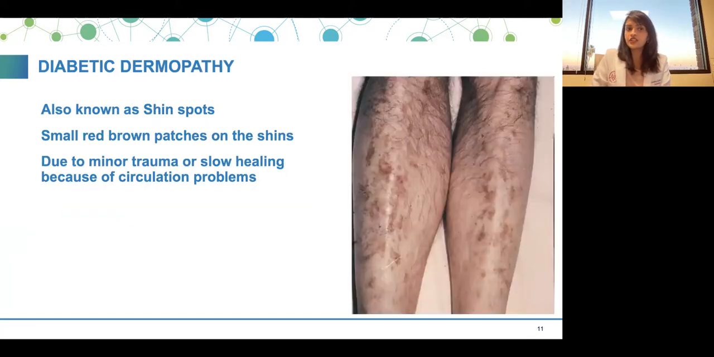Next, there's this condition called diabetic dermopathy, also known as shin spots. So they are these small red-brown patches on the shins, and they happen due to minor trauma or just slow healing because of the circulation problem. They're nothing worrisome per se. They're not cancerous. They're not infectious, but they are, again, suggestive that someone might have diabetes.